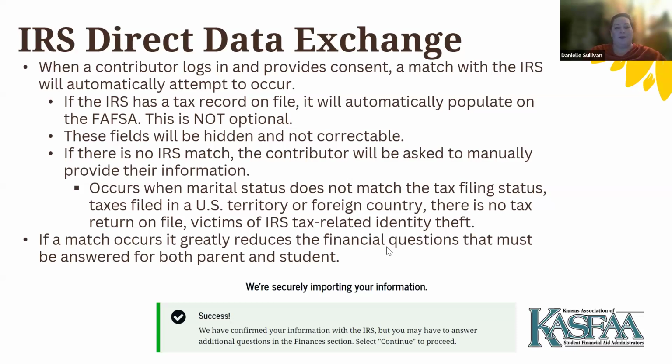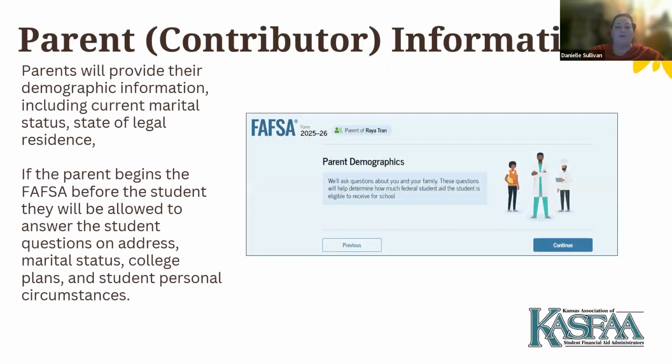If the match does happen, it's going to greatly reduce the financial questions that the student and parent have to answer, so much so that they might think that they're doing something wrong. I had quite a few parents who were very confused that they got through the FAFSA in 10 minutes. And it's like, well, it didn't even ask me for my taxes. How does it know? That is because that direct data exchange happened on the back end, and it significantly reduces the number of questions that the student and parent have to answer. It will also give them a little pop-up that says, "Success, we've confirmed your information with the IRS." And that's what that looks like.